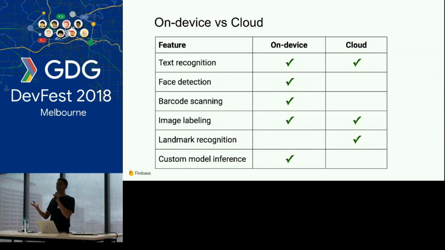And the reason why they split like this really just comes down to the use case. Some of them just don't make sense to be sent up to the cloud and come back down again. And likewise, others don't make sense to run on the device because the model might be too large or too complicated to store on the device.